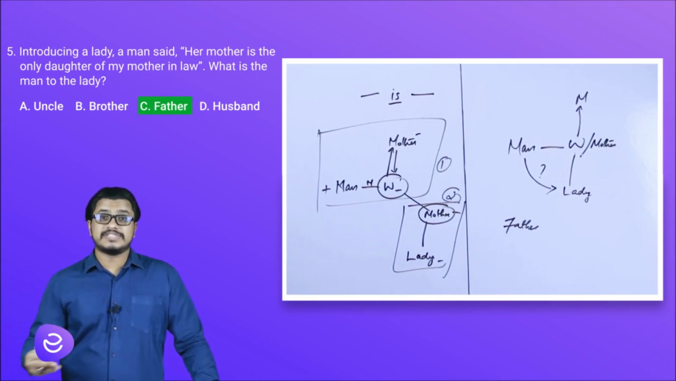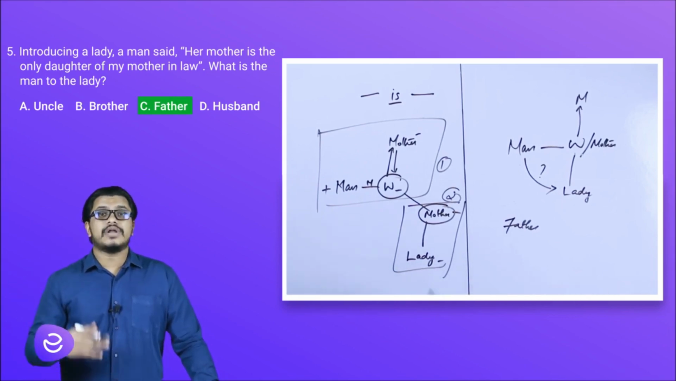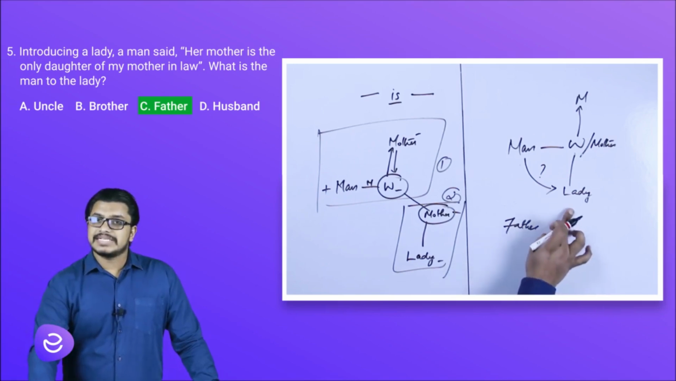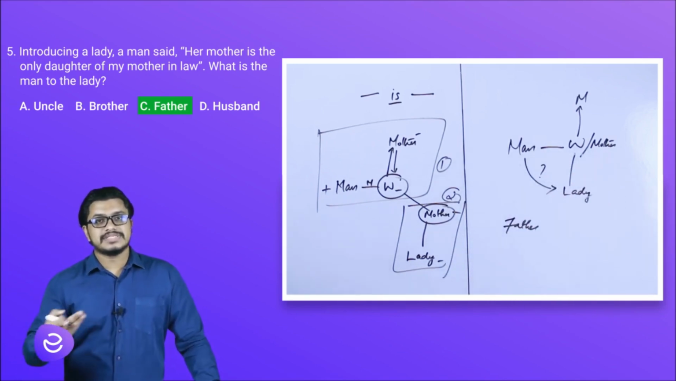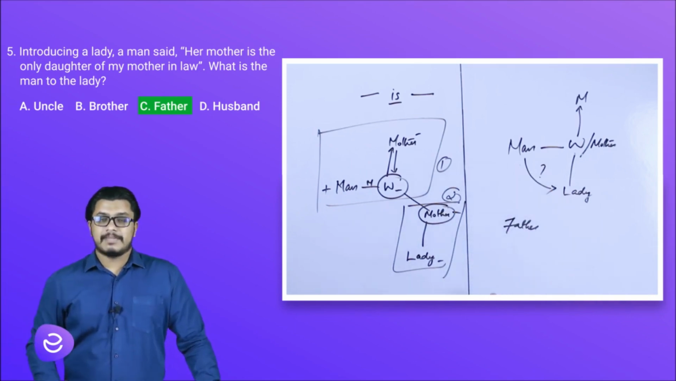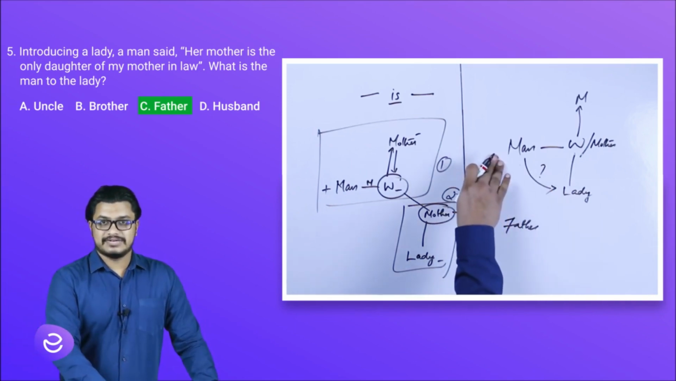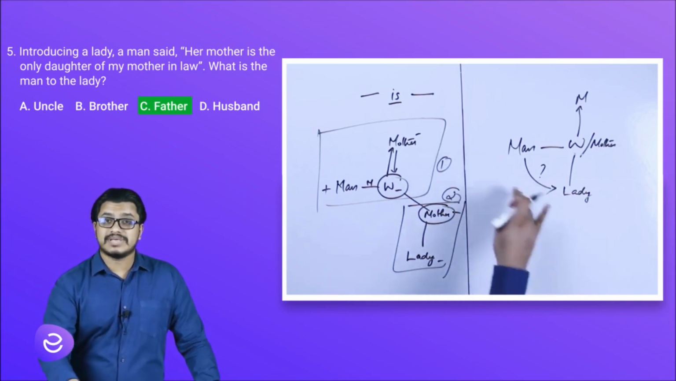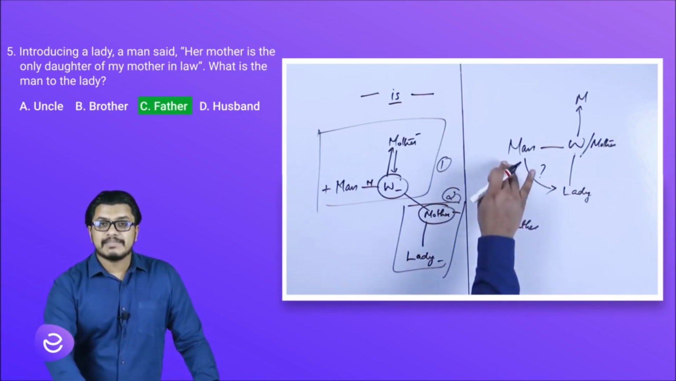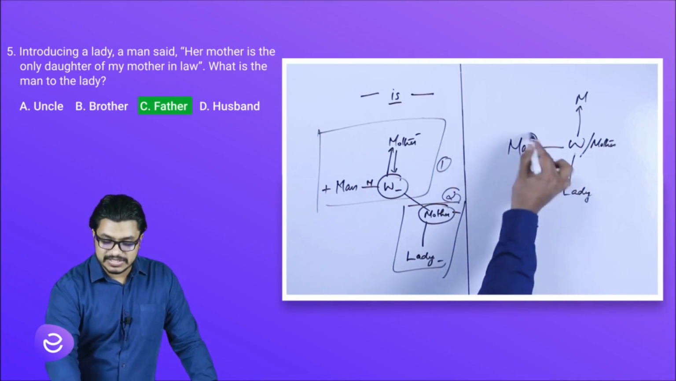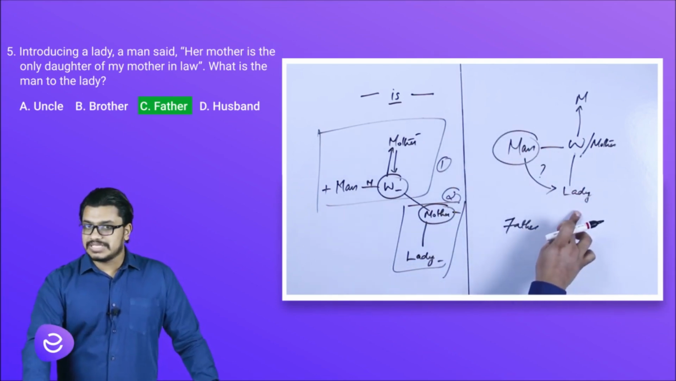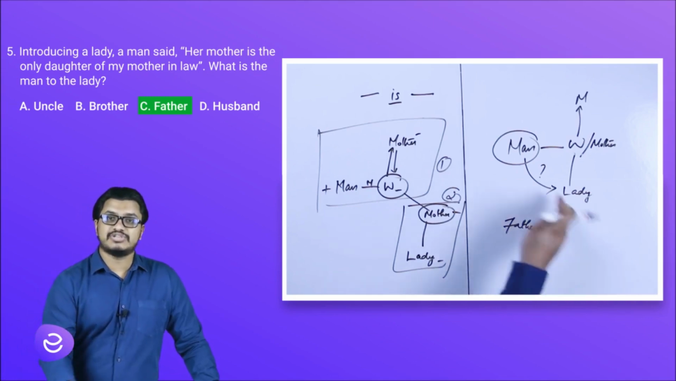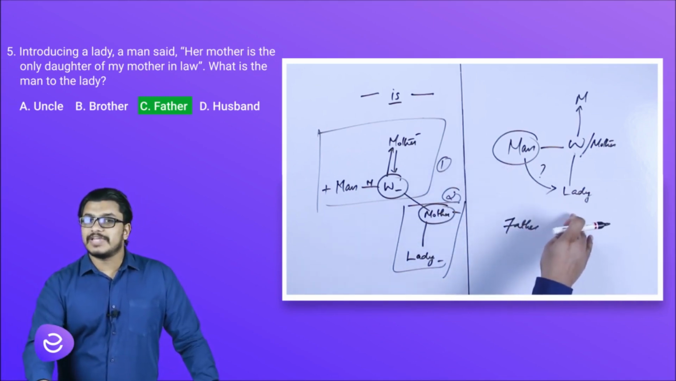Suppose in the options they'll give an option called daughter also. So this lady is actually this man's wife's daughter. Wife's daughter means the man's daughter itself. But the question is, how is the man related to the lady? What is the man to the lady? So they are asking about this man. So who is this man? This lady's father. If they were asking about this lady, they are asking who is the lady to the man, or what is the relationship of the lady to the man?